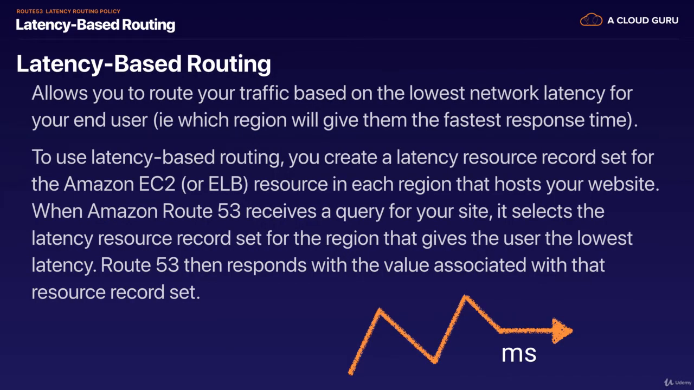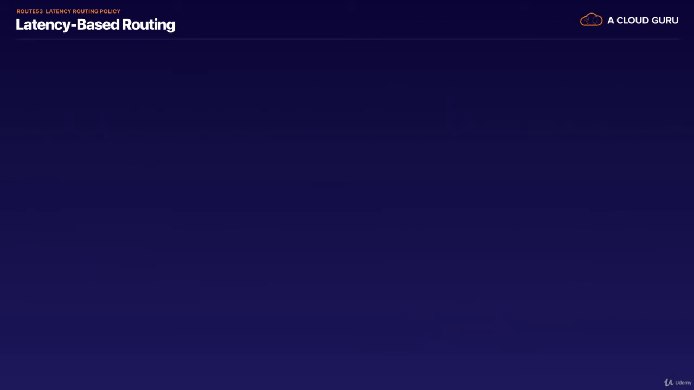Latency-based routing allows you to route your traffic based on the lowest network latency for your end user, and that just basically means which region is going to give them the fastest response time. To use latency-based routing, you create a latency resource record set for the EC2 or Elastic Load Balancer resource in each region that hosts your website, and then when Route53 receives a query for your site, it selects the latency record set for the region that gives the user the lowest latency. Route53 then responds with the value associated with that record set.